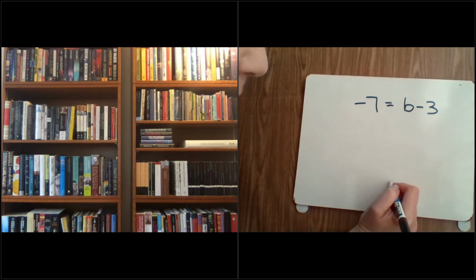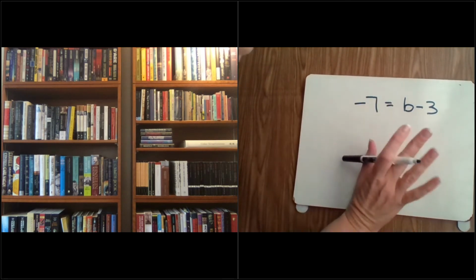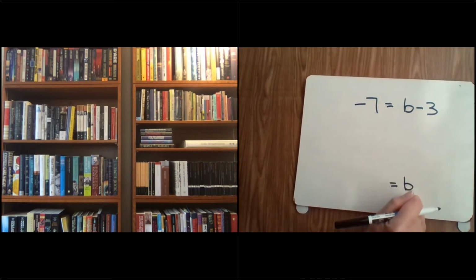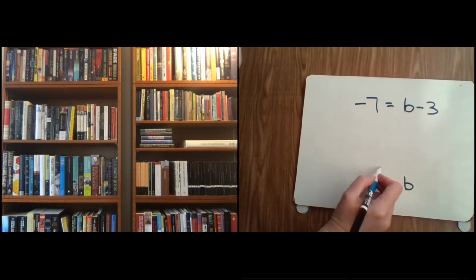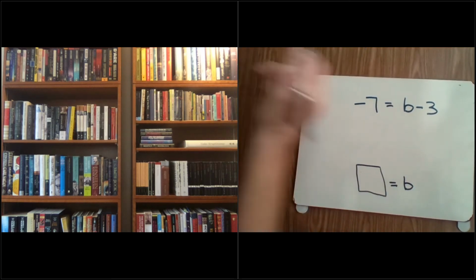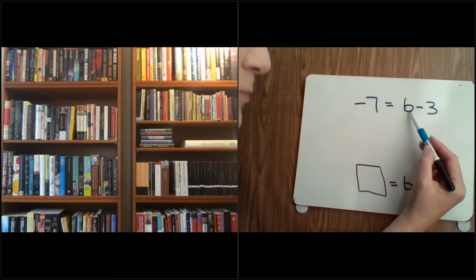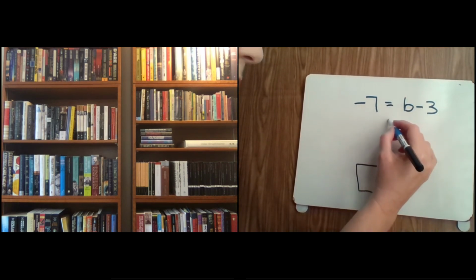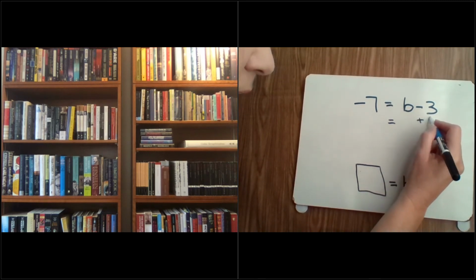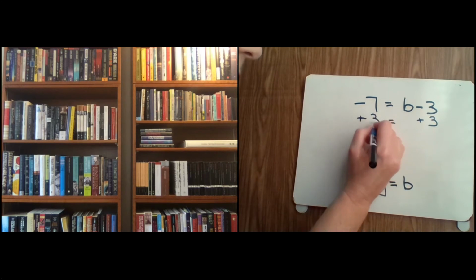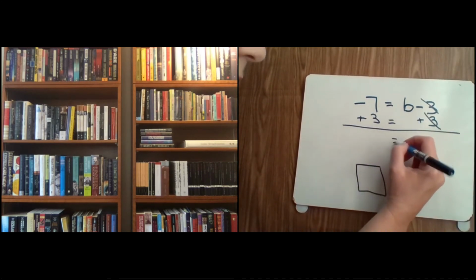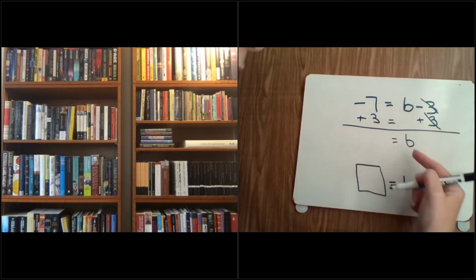Doesn't matter. When I'm all finished, because I like as few steps as possible, I want to end up with B, but my B is going to stay on the right side. No reason to move it. And my value this time will be on the left side. Same thing we've been doing. B minus 3. I want B all by itself. The opposite of minus 3 is plus 3, so I'm going to add 3 to both sides. Minus 3 plus 3 just cancels out. All I have left on the right side is B.